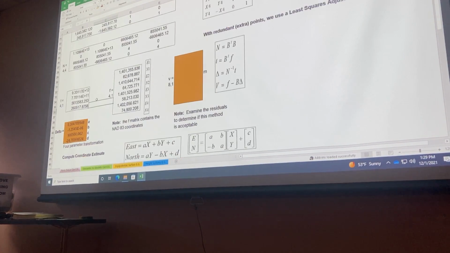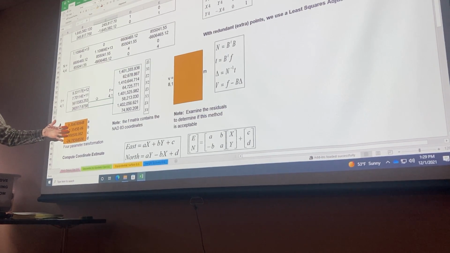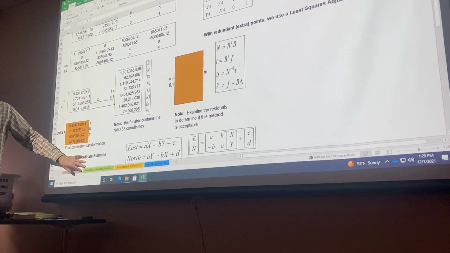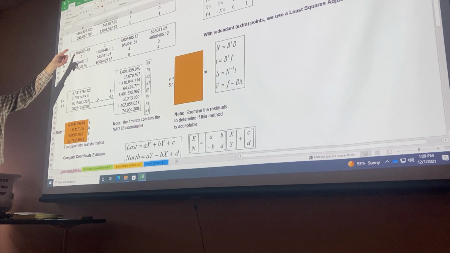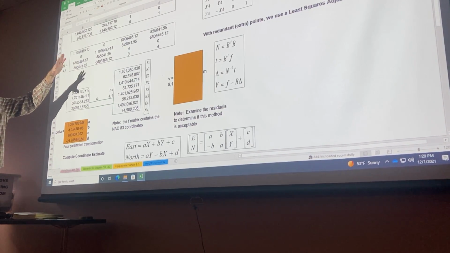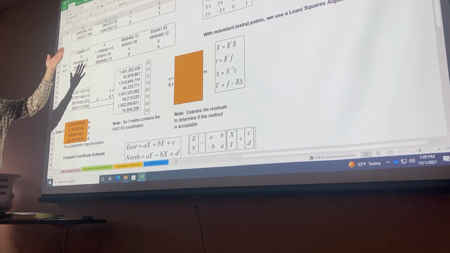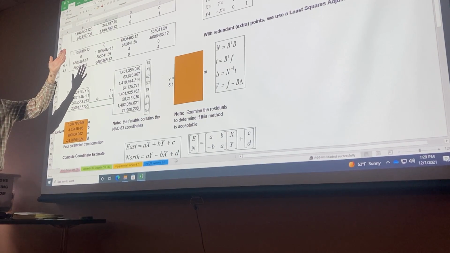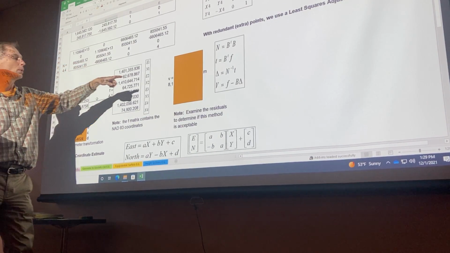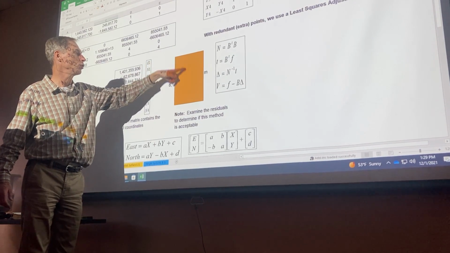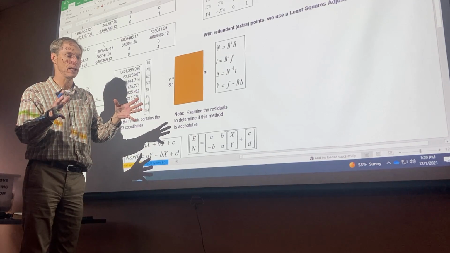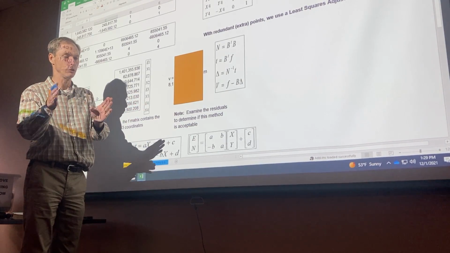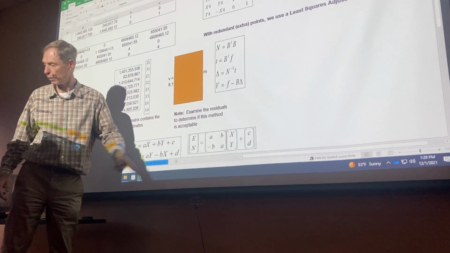Okay, so let's see. Now, here's a question for you. How reliable might this transformation be? The coordinates that I'm going to transform from 27 state plane to 83, are they good within a few millimeters, or might they be off by 10 meters? How would I determine that? Well, one of the beauties of the least squares adjustment, is that least squares is finding the best fit. It shows you the difference between each point and the best fit. Those are called the residuals.